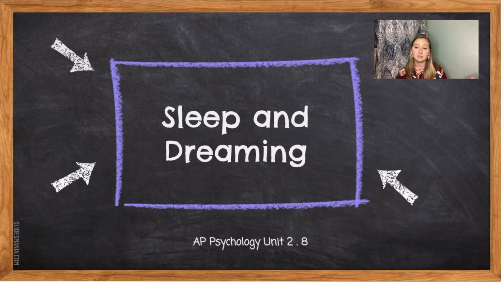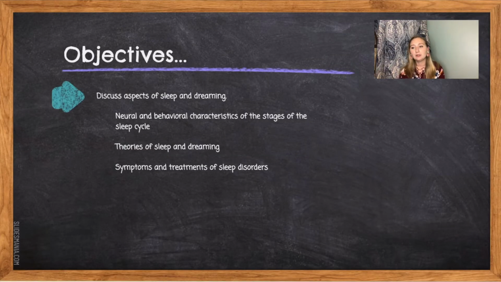Our objective for the day, we're going to discuss aspects of sleep and dreaming. We're going to talk about the neural and behavioral characteristics of the stages of the sleep cycle. There are 4 stages. We're going to talk about the theories of sleep and dreaming, why we sleep, why we dream, and then we're going to talk about symptoms and treatments for sleep disorders. All right, the stages of the sleep cycle.